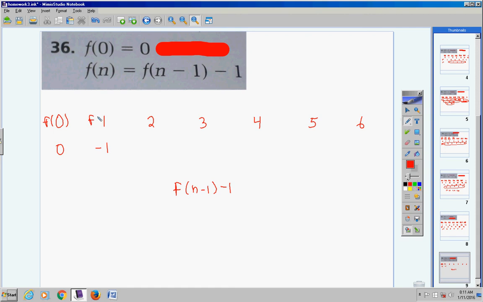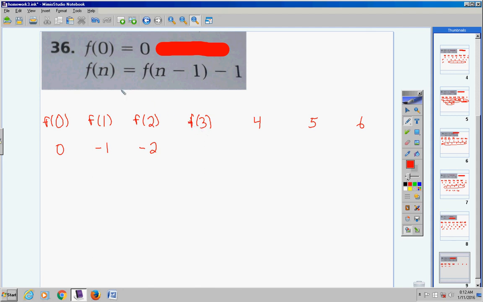Now we're going to substitute in 2. We're going to find f of 2. Put a 2 right here. 2 minus 1 is 1, so f of 1 is negative 1, and then minus 1, negative 2. Now we can continue this pattern. All we're doing is taking this number here and subtracting 1. This would be negative 3, negative 4, negative 5, but we'll still do it. You're welcome to work ahead, that's fine. But I'm going to do it slowly for those that might need a little more help.